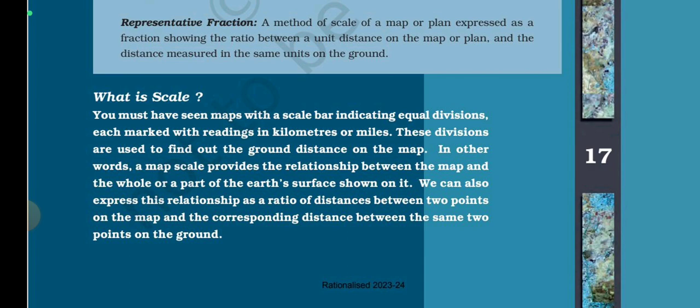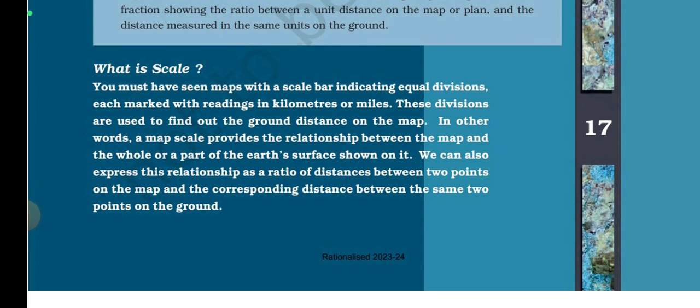What is scale? You must have seen maps with a scale bar indicating equal divisions, each marked with a reading in kilometers or miles. These divisions are used to find out the ground distance on the map. In other words, a map scale provides the relationship between the map and the whole or part of the Earth's surface shown on it. We can also express this relationship as a ratio of distances between 2 points on the map and the corresponding distance between the same 2 points on the ground.